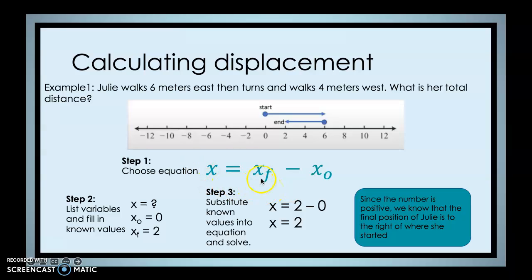In order to find what the displacement is going to be, I would have my final, which is 2, minus 0, which gives me delta x equals 2. So again, my XO is my starting position, my XF is the final position, and this works really well when you're on the number line. Now, since we know that it is a positive number, that also means that Julie ended 2 meters to the right of where she started.